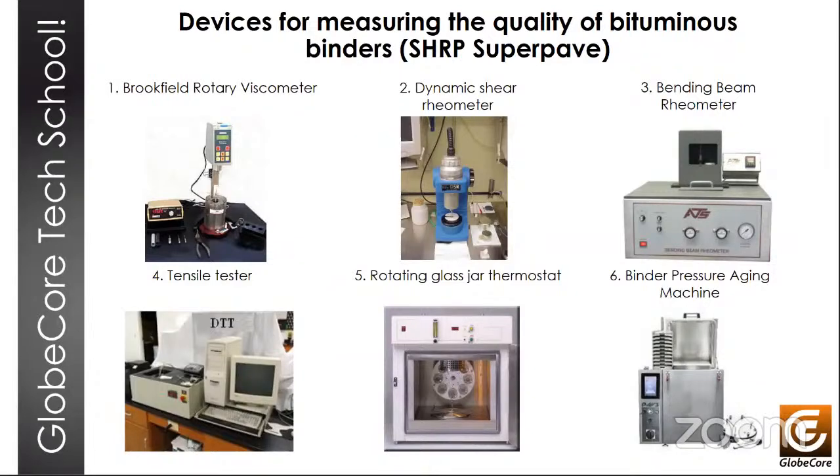Cuvettes that contain 50 grams of binder are kept in the chamber for 20 hours. The cuvettes removed from the chamber are additionally kept at a temperature of 163 degrees centigrade for 30 minutes in order to remove the air that is absorbed by bitumen. And bitumen after this process is tested in dynamic shear rheometers, in bending beam rheometers, and in dynamic tension tests as well.